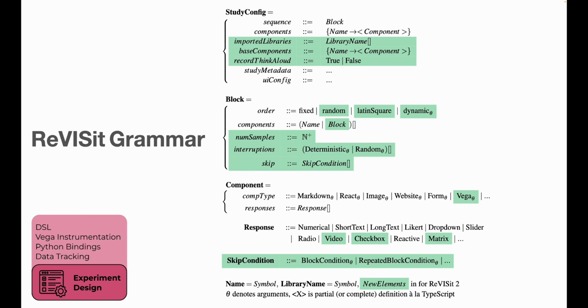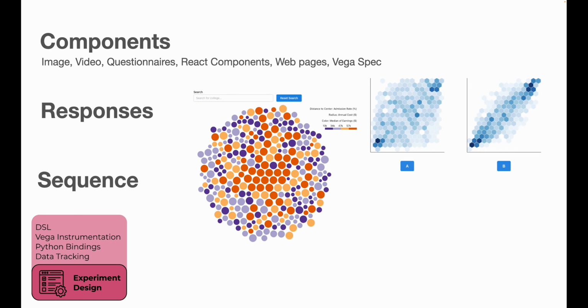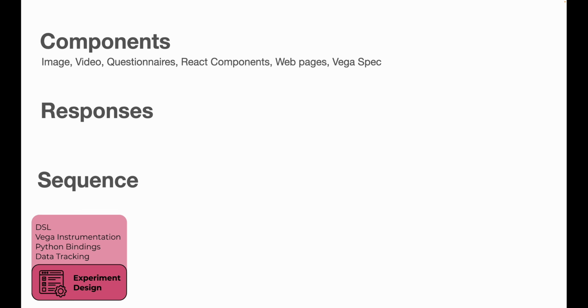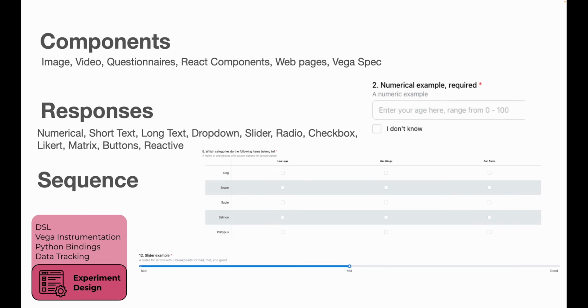ReVISit has a number of features to support a wide array of potential experimental designs through our domain-specific language. ReVISit's DSL compiles into the study webpage and is primarily defined via components, responses, and a sequence. Components range from images and videos to React components and embedded web pages. Responses generate typical form elements, such as radio buttons and select dropdowns, as well as more complex elements, such as Likert scale and matrix responses. And finally, a sequence, which controls study flow.